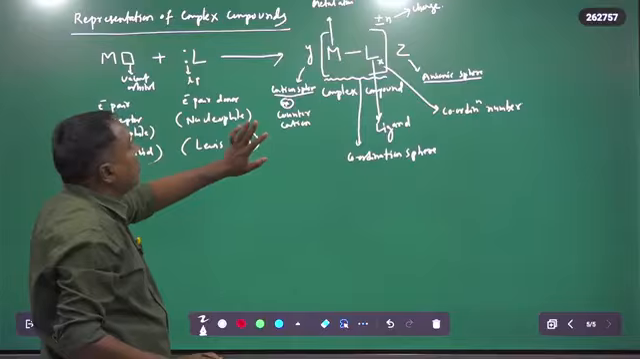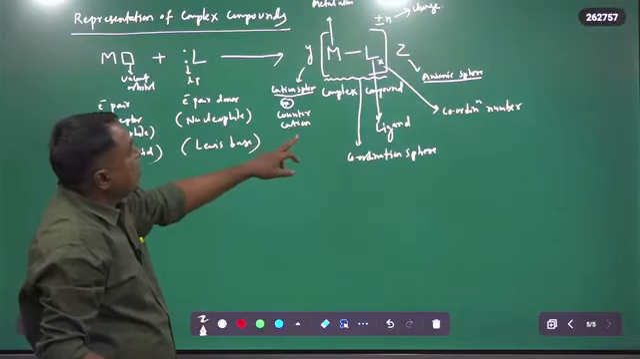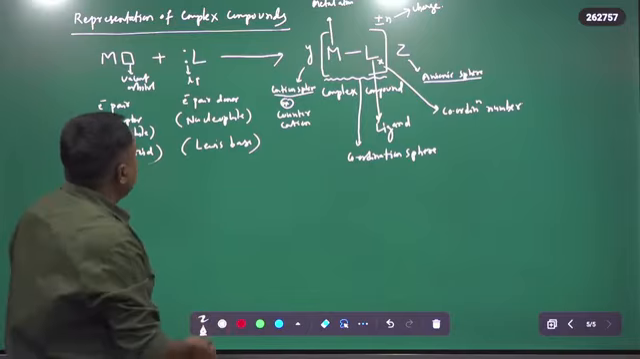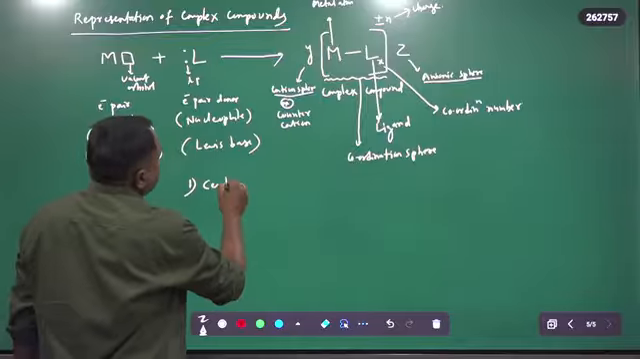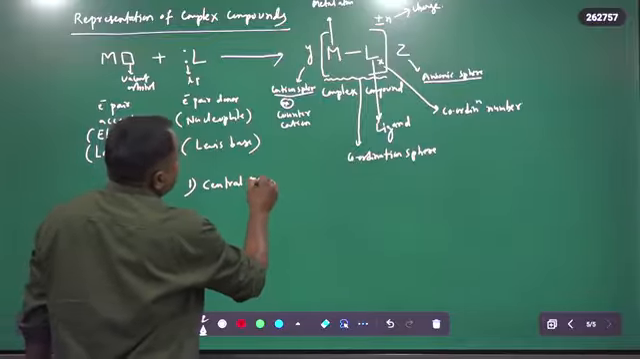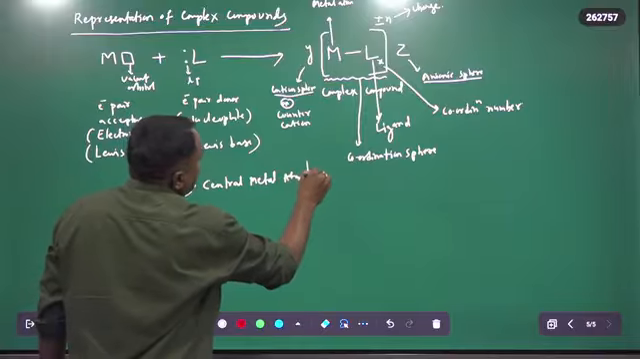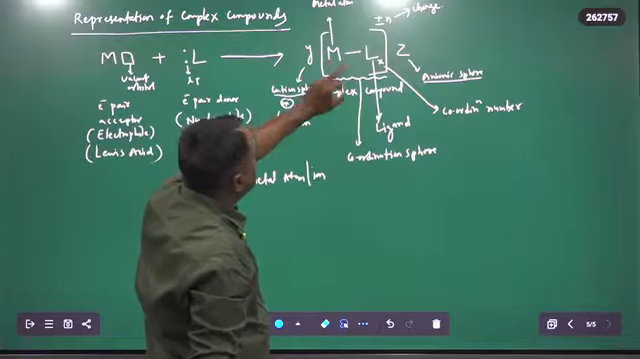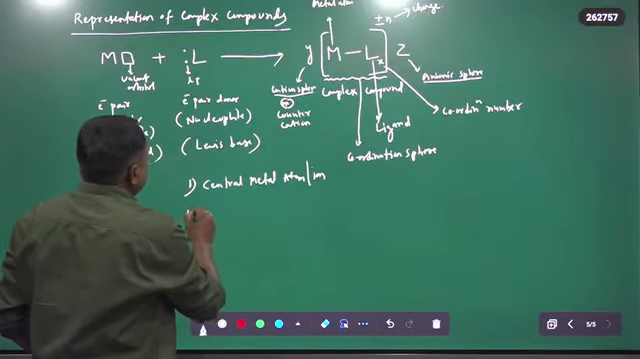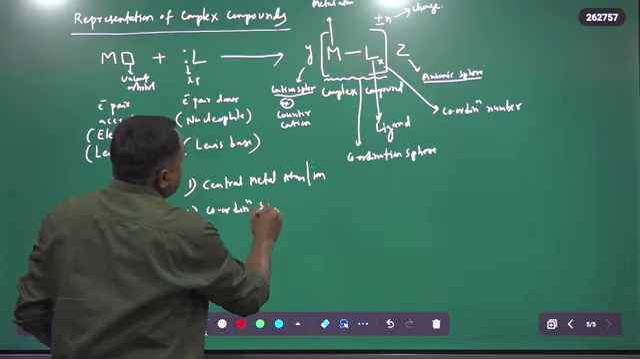So now we have various different terms. One is the central metal atom or ion. What is meant by this central metal atom or ion? And the second is the coordination sphere. What is meant by this coordination sphere?